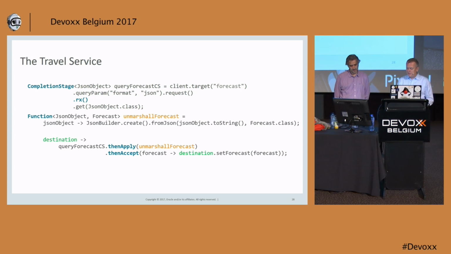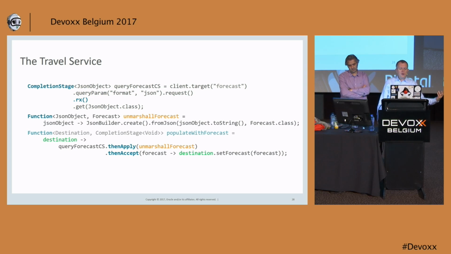Okay, where was I? Yes, the destination. So we have this destination. Once we have this destination, we trigger the weather forecast. And once we have the answer from the weather forecast, we need to unmarshal the JSON object we got. So this is basically the two steps of our stuff. This is obviously a function that takes a destination, and since this thenAccept method takes a consumer that does not return anything, it will return instead a completion stage of void that is just here to tell us that yes, this task has completed properly.